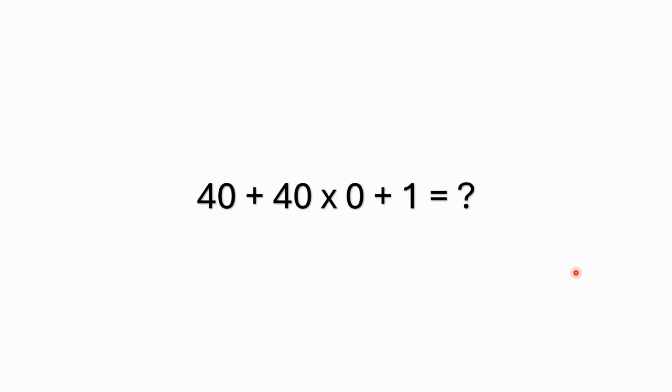We have a mixed operations problem today, mixing multiplication with addition. It's 40 plus 40 times 0 plus 1 equals what? If you want to, you can pause the video at this point. We'll come back and work it out together.